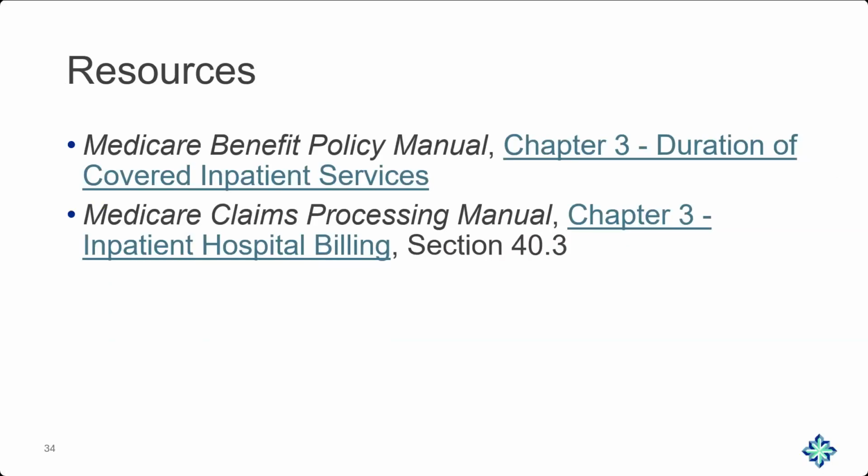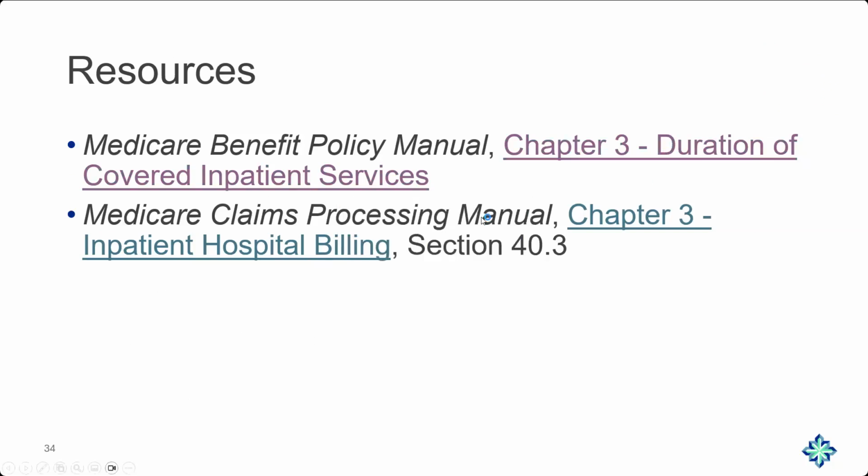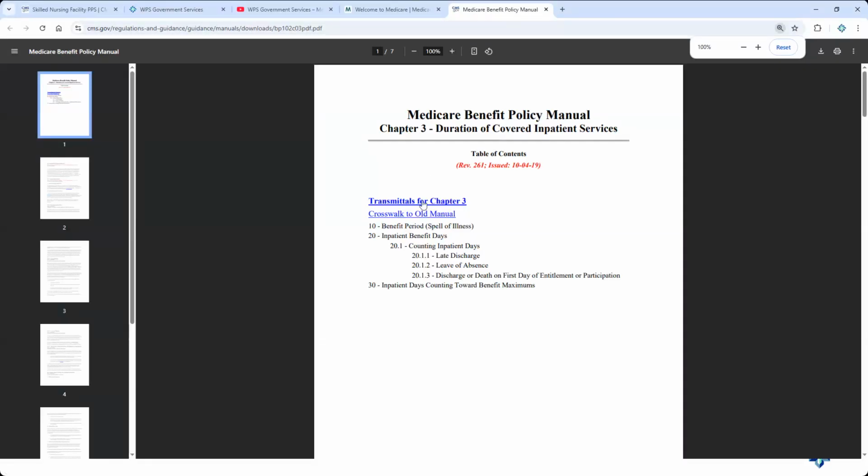All right, a couple people did ask to give some resources and we thought these were important. So the Medicare Benefit Policy Manual, Chapter 3, Duration of Covered Inpatient Services, and Inpatient Hospital Billing, which is the Medicare Claims Processing Manual. These are your basics for what I gave you and a lot of the information that you're going to need. So it's important that you're able to find those basics. If you want to open one of them up, just select the link on the slide and it will open it up. Great information. You can walk through all of this. Benefit period, spell of illness, and it talks about all the things we just talked about, okay?